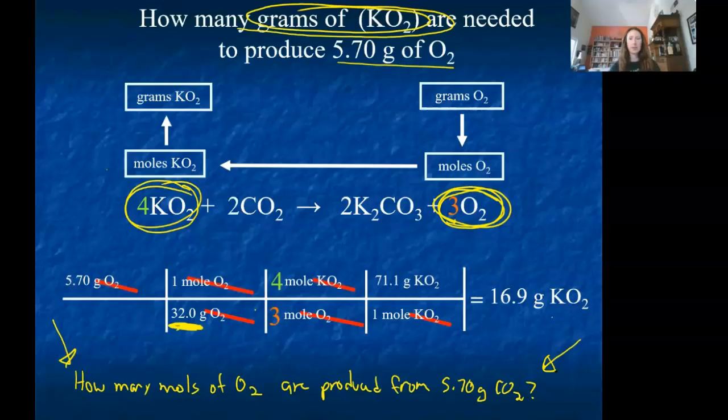It's okay. Okay, so our next one: how many moles of O2 are produced from 5.7 grams of CO2? Now, what is different about this problem than the ones we've been doing? There's one little difference. What is it? We stop at moles instead of grams. Yes, that is the key.